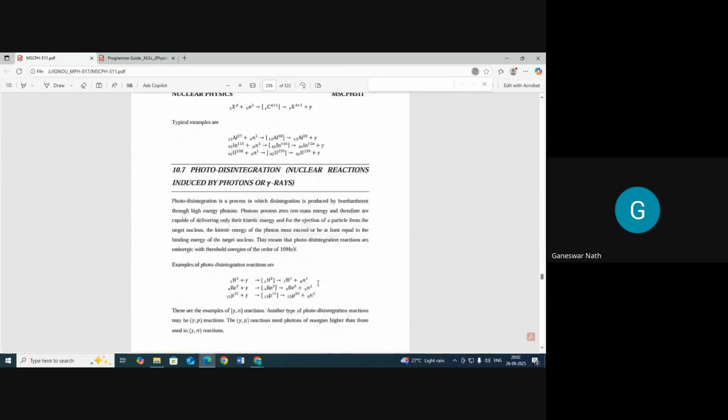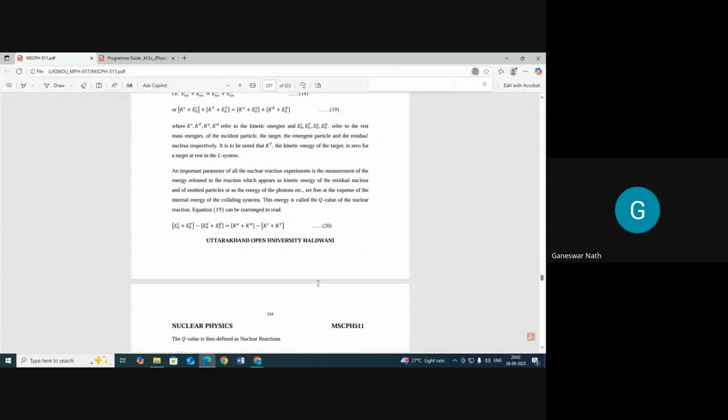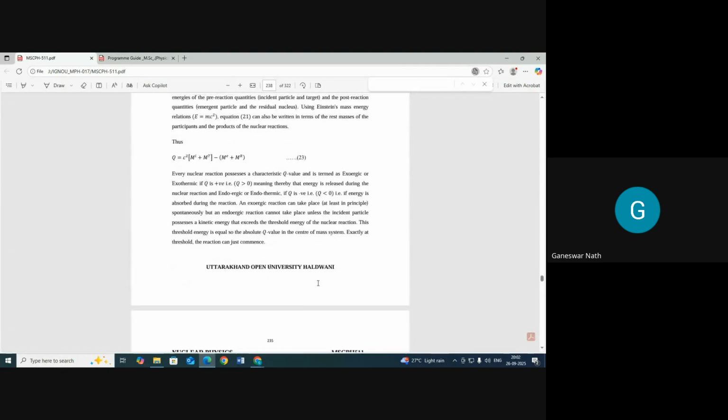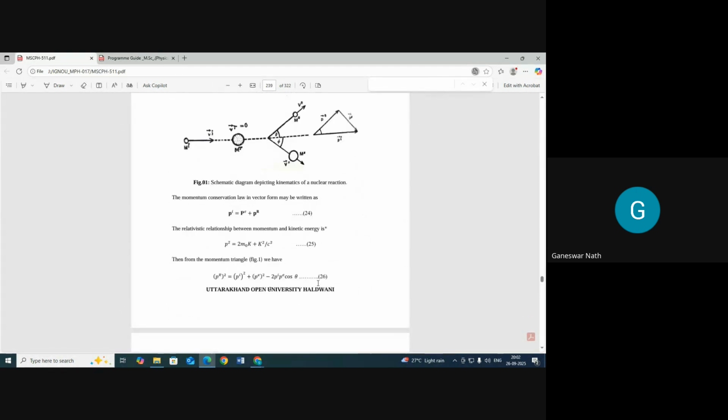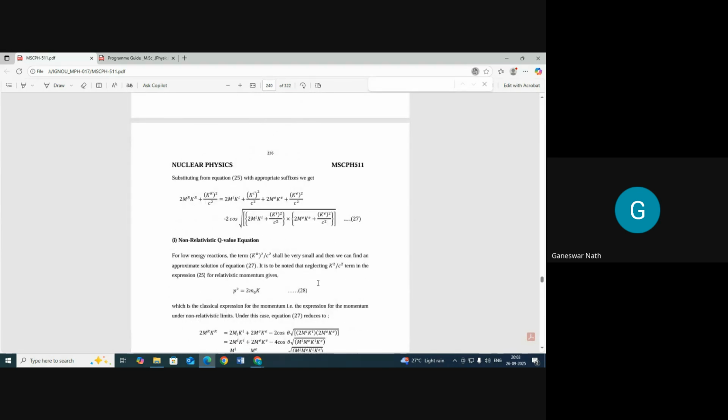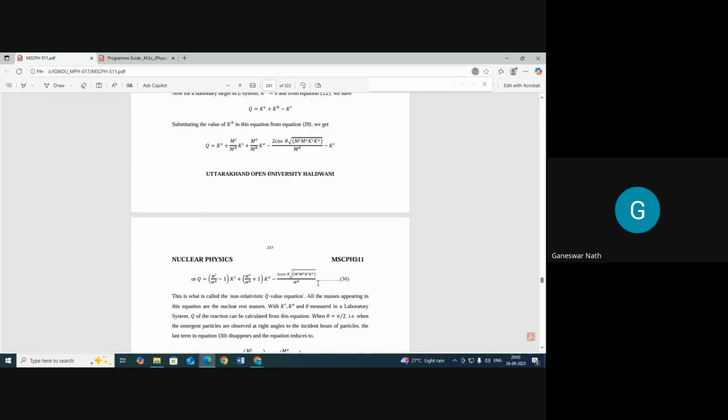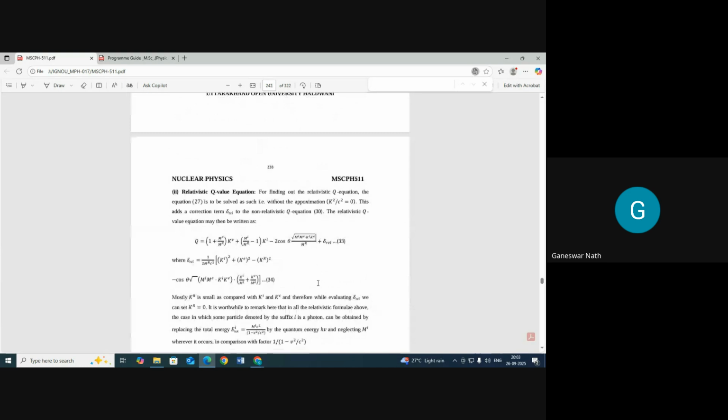Okay, so now we can go to the Q value. The Q value is not required here. I have just written it because this is a non-relativistic Q value equation. You may also put it there.